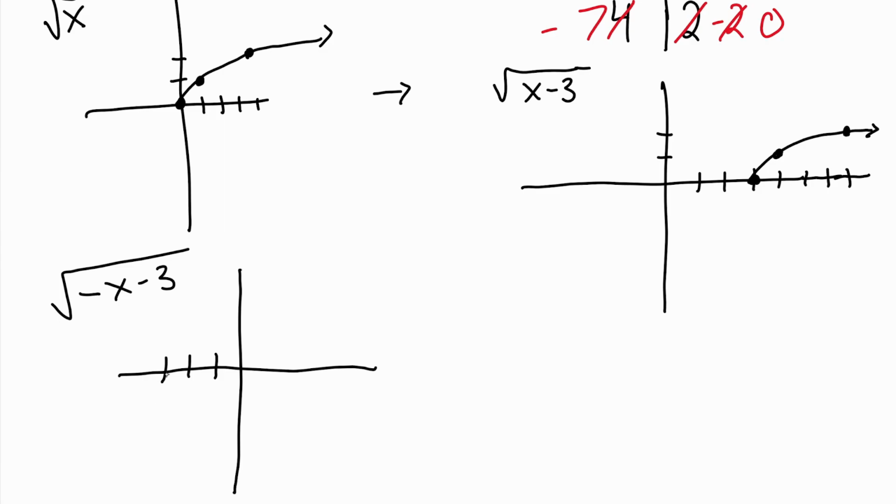So the point that's at 3, 0 will be at negative 3, 0. The point that is at 4, 1 will be at negative 4, 1. And then the point that is at 7, 2 will be at negative 7, negative 2. Okay, so we're going to look like this.